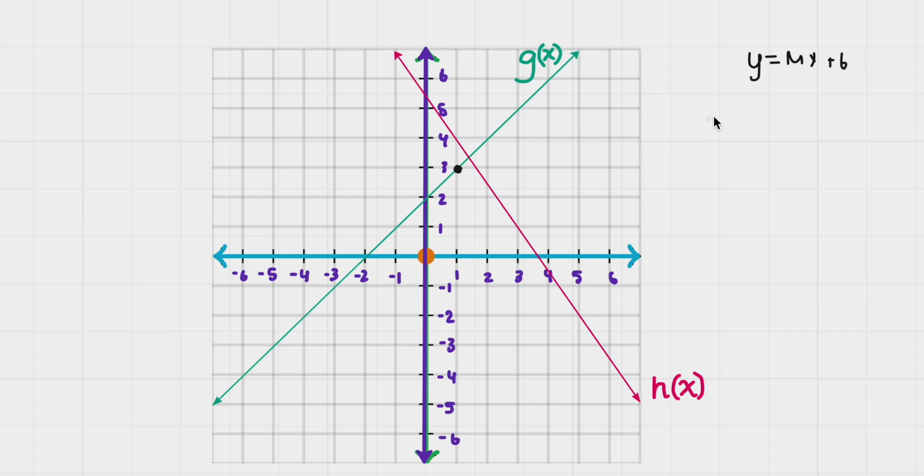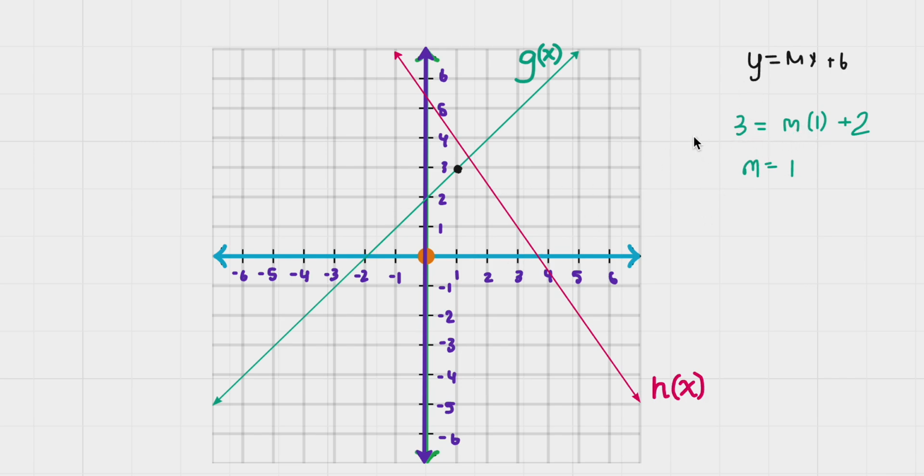So 1, 3, so again, y is the 3 value, m, x is 1, and b, again, is our y-intercept, which goes through 2. So m is equal to, in this case, 3 minus 2, which is just 1.